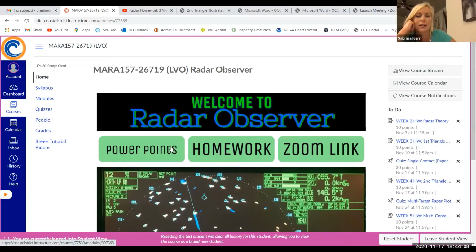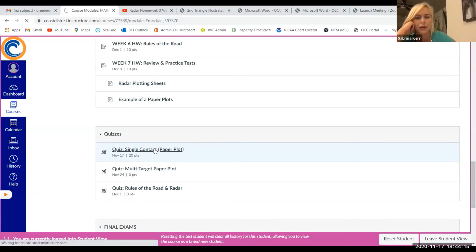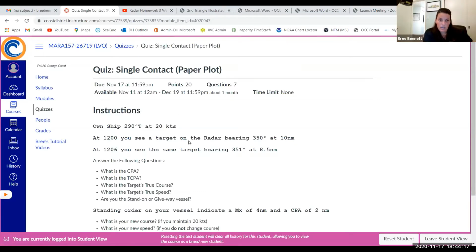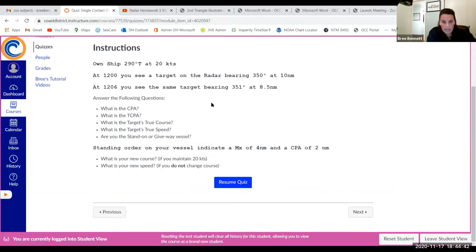Okay. I took a look at it. I didn't actually take it, but I did look at it. But what you just pulled up, it's pretty similar to that. So yes, here's our quiz. We have your own ship, and then at 12 o'clock, we see a bearing and a range. And at 12:06, we see another bearing and a range. So same questions I just did. What's the CPA, TCPA, target true course, target true speed? Are you the stand on or give way?